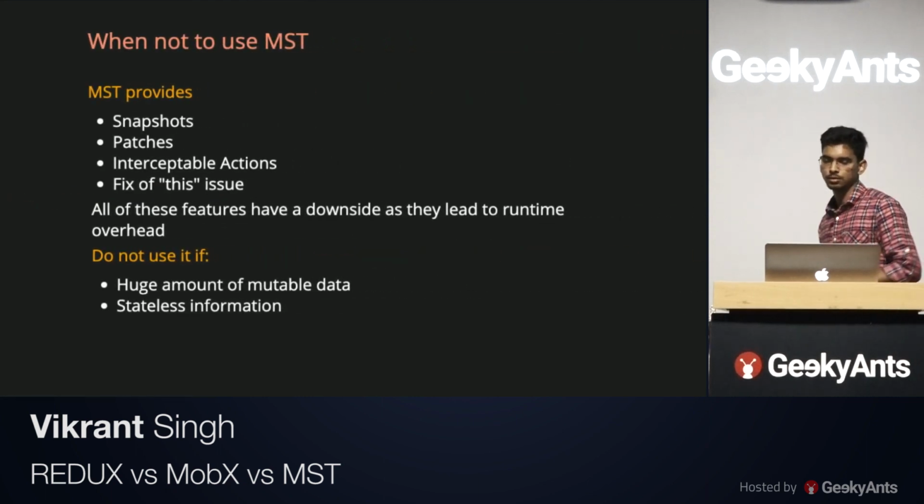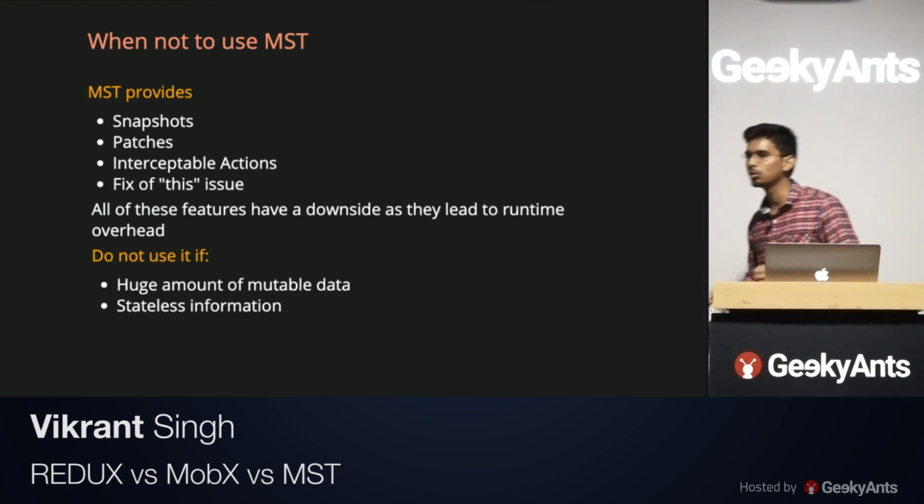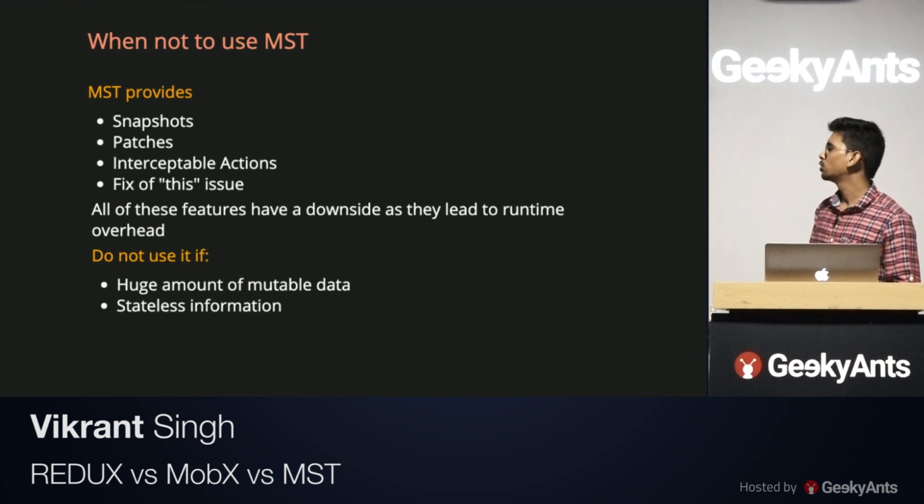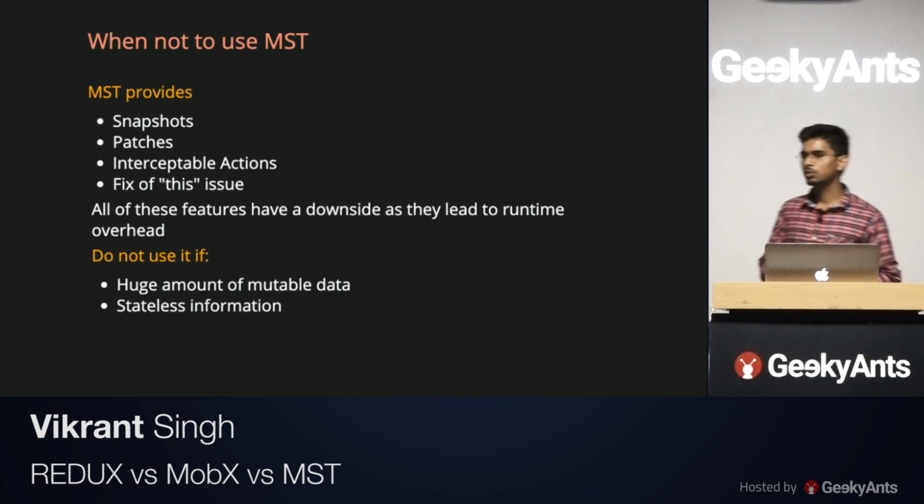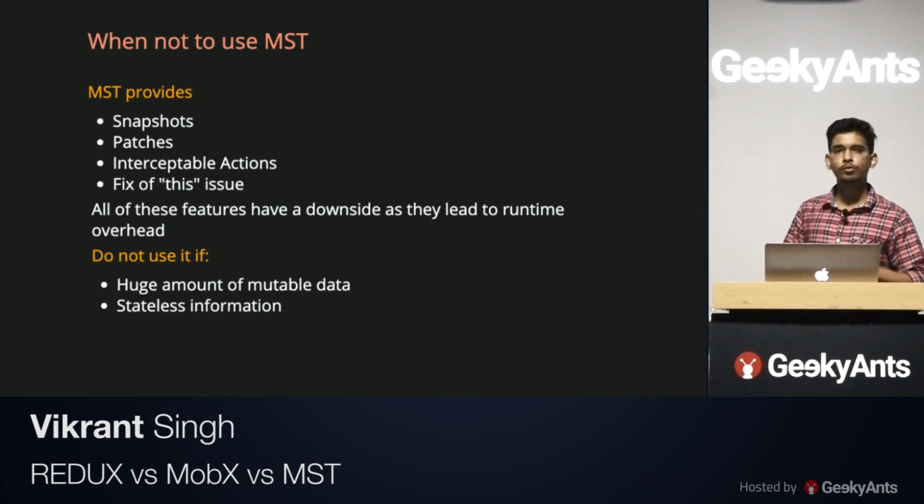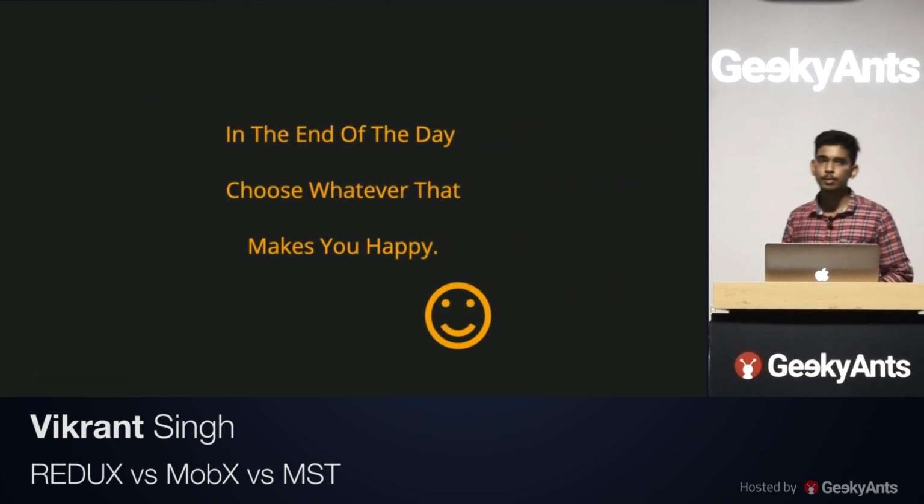Now the final topic we are left with: when not to use MST. MST provides us with functionalities like snapshots, patches, interceptable actions, and so on. All of those features, most of the time, lead to runtime overhead, so it makes our application slow. So do not use it if your application has a huge amount of mutable data, or most of the components have stateless information. Instead of using MST in those cases and making your application slow, you can go for Redux or MobX. And at the end of the day, choose whatever makes you happy.